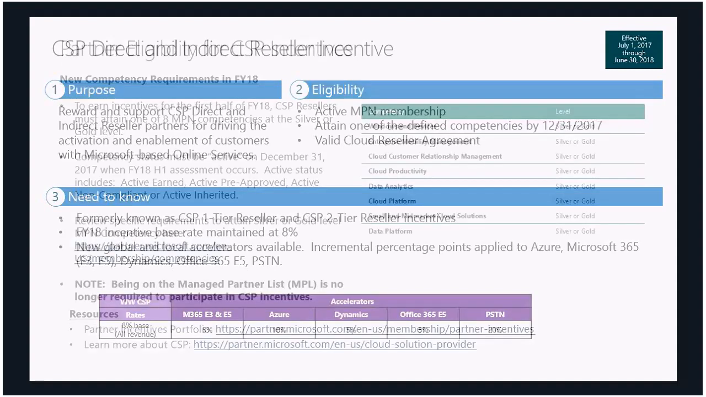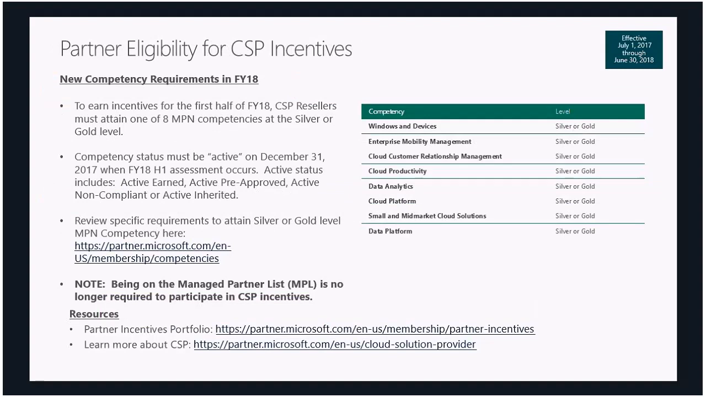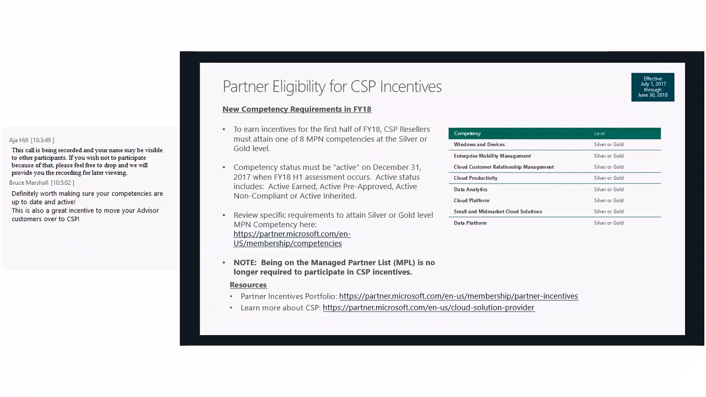Okay, now on to the eligibility for CSP. As I mentioned earlier, one of the main requirements for this year is you must have an active competency by December 31st. The competency can be any one of the eight listed here on the slide. So if you earned a silver or gold small and mid-market cloud solutions, or cloud productivity for Office 365, or cloud platform, those will all be qualified competencies for this program.